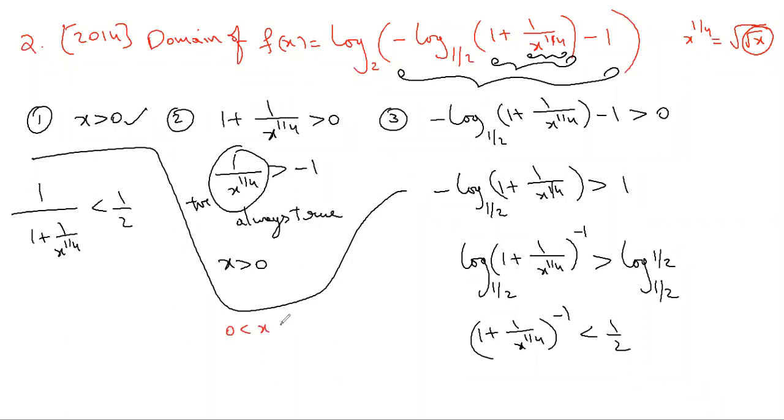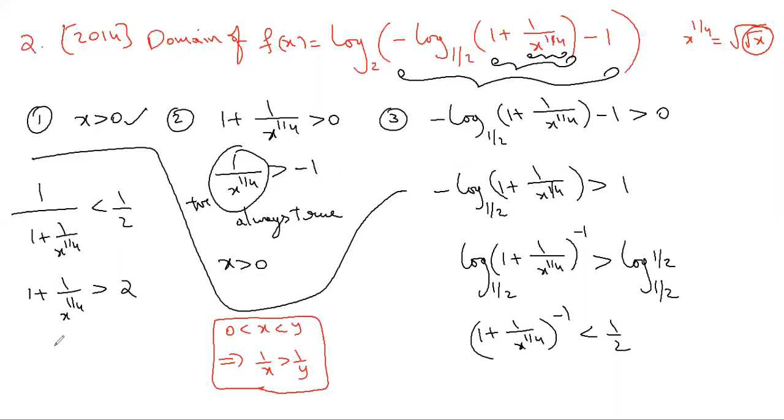0 is less than x is less than y implies that if you take the reciprocals, 1 by x will be greater than 1 by y. You can take reciprocals only when both are positive or both are negative. Here both are positive. That's why if you take the reciprocals, the inequality will be reversed. So 1 plus 1 by x power 1 by 4 is greater than 2 by 1, that is 2. Next, 1 by x power 1 by 4 is greater than 2 minus 1, that is 1.